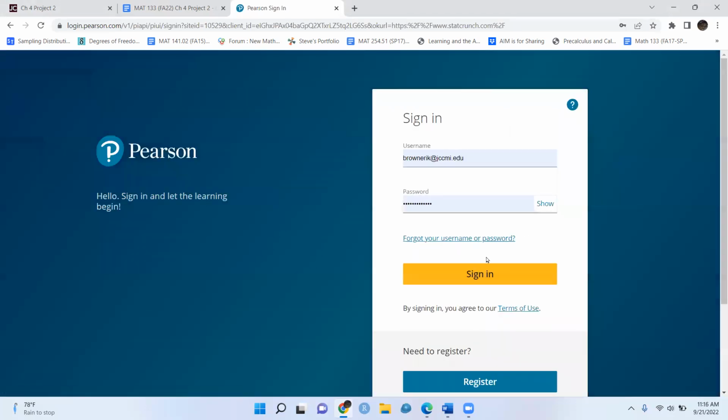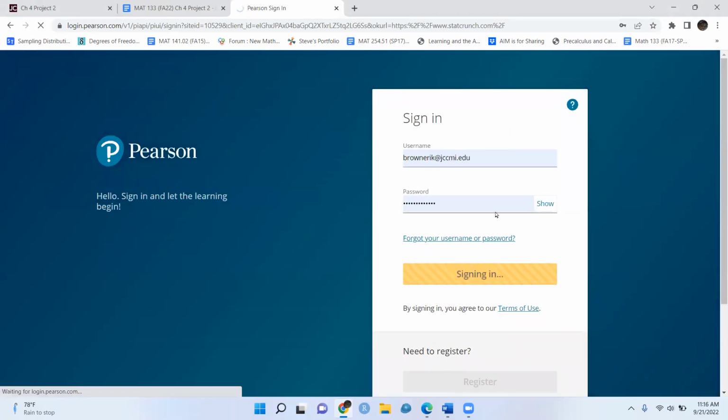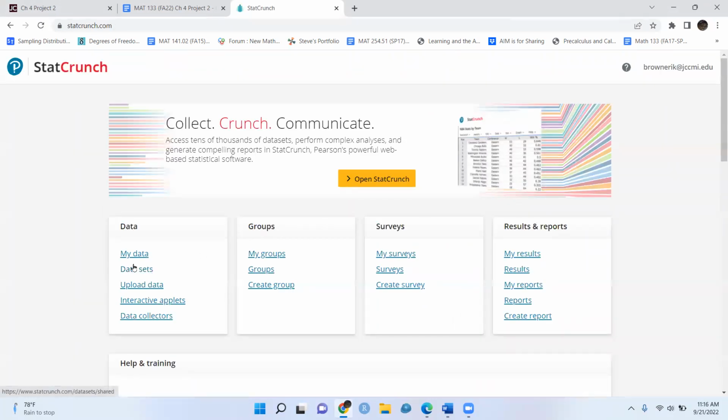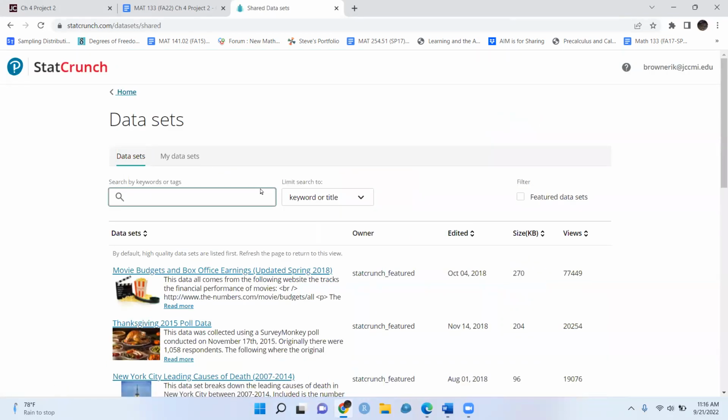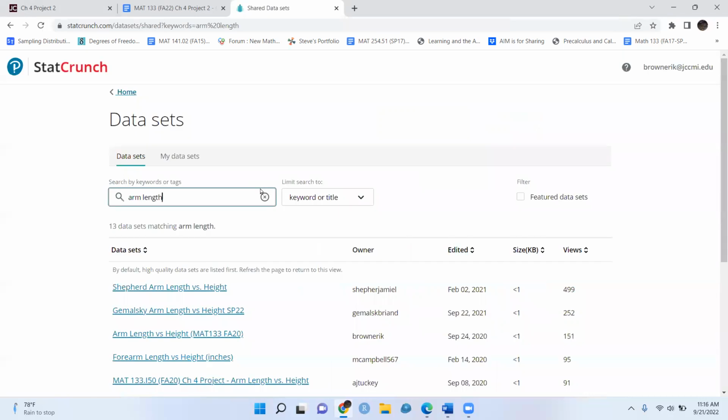So sign into your StatCrunch part. Go to the data sets, and do a search for arm length. Let me see if that gets us there. There we go.